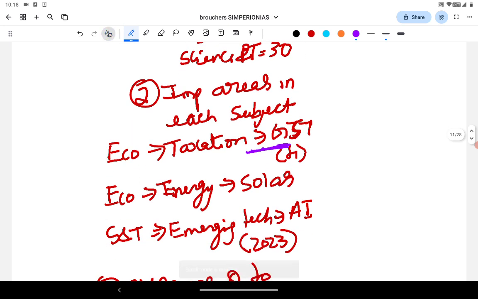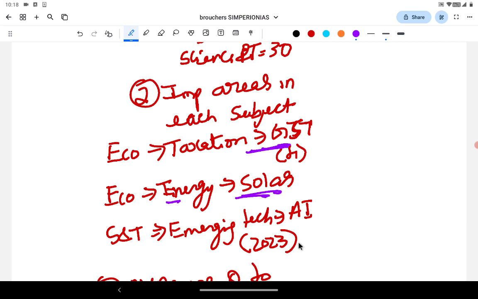In the economy, in the topic of energy, solar energy is important. The International Solar Alliance, etc. These are very important. In the 1980s or 1990s, they once asked what the potential of solar energy in India is. The same question was asked again in 2020 or 2021.